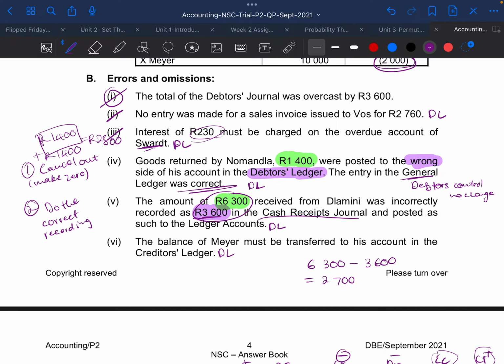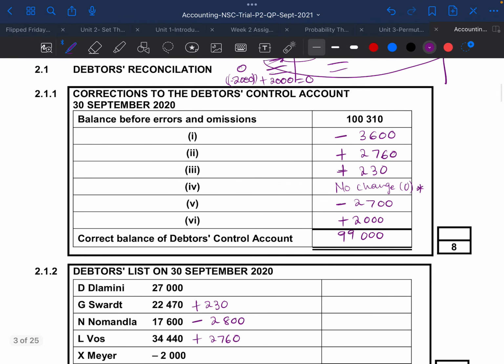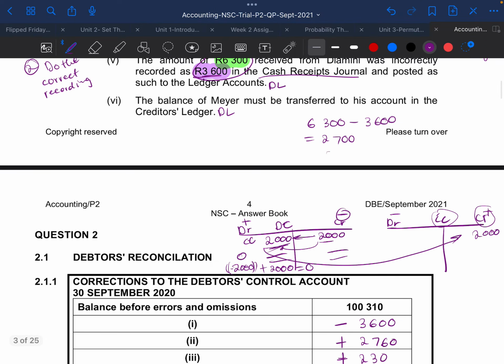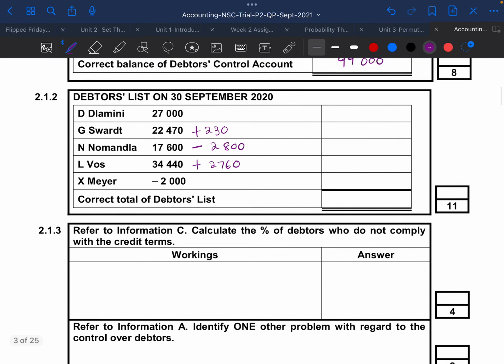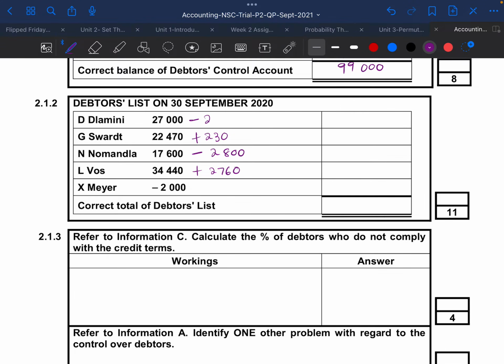And then the fifth one, the amount of 6,300 received from Lamini was incorrectly recorded as 3,600. Like I said before, now they owe us less. We're supposed to reduce the account by 2,700, which we calculated here. They owe us 2,700 less. Okay, and then Esme, we're supposed to add 2,000 to make the account 0.